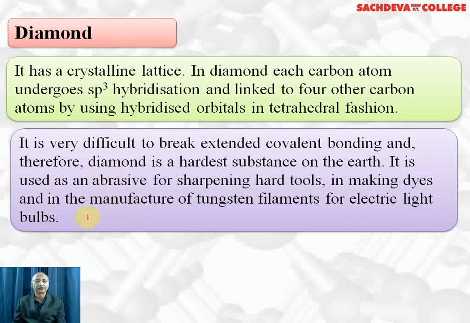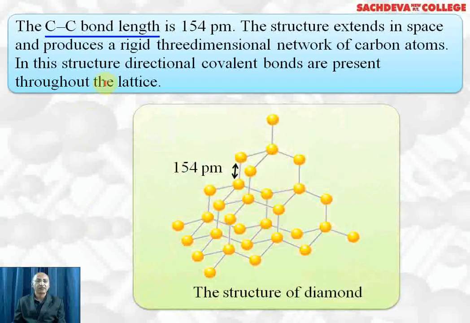Carbon-carbon bond length in diamond is 154 picometer, which is the bond length of a single bond. The structure extends in space and produces a rigid three-dimensional network of carbon atoms, and in this structure directional covalent bonds are present. So each carbon is tetrahedrally bonded and leads to the formation of an octahedral structure.